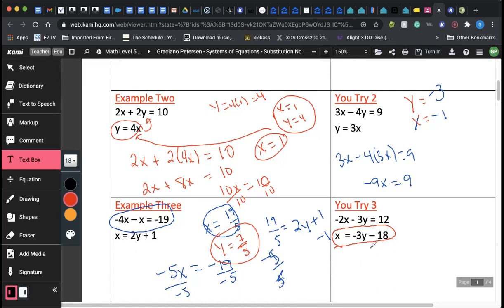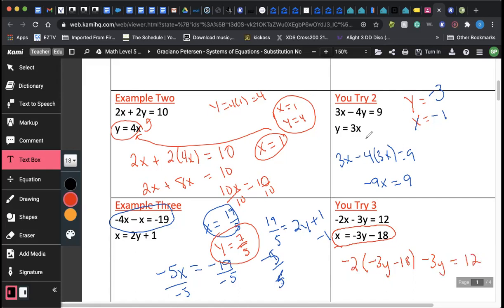So when I substitute, I'm going to take this and replace the x in the other equation with this negative 3y minus 18. So I'm just going to rewrite this whole thing, but replace the x with only y so that I can now solve for y. Okay, so I'm going to do negative 2 times negative 3y minus 18 minus 3y is equal to 12.